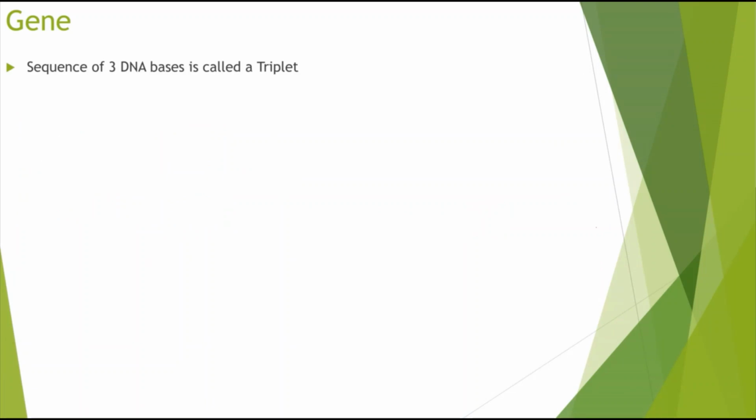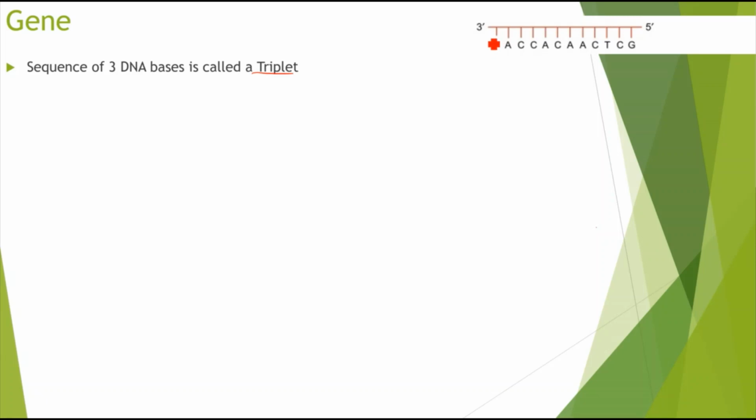A sequence of 3 DNA bases is called a triplet. For example, looking at this long gene, if we are looking at a triplet, this would be 3 DNA bases. This would be a triplet, this would be another triplet, this would be a triplet, and this would also be a triplet. So this has 4 triplets. Every 3 DNA bases is called a triplet. And the triplet codes for a specific amino acid.